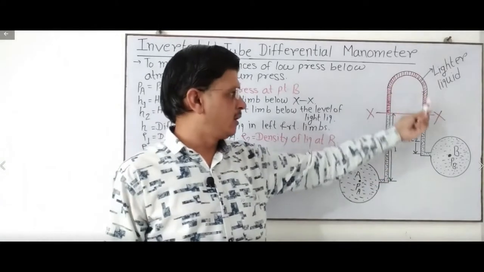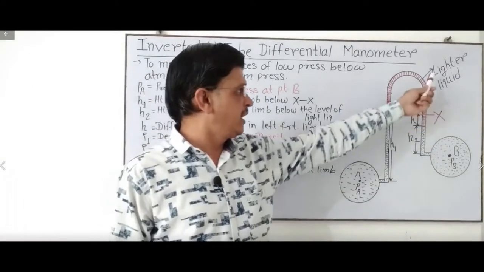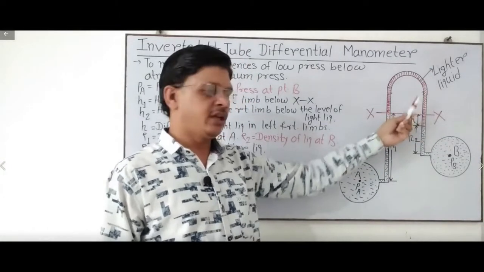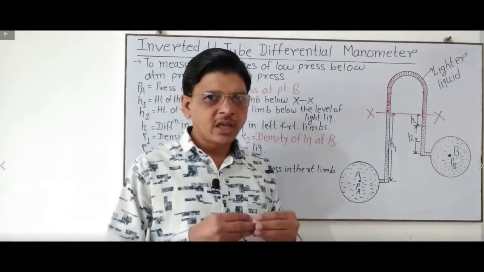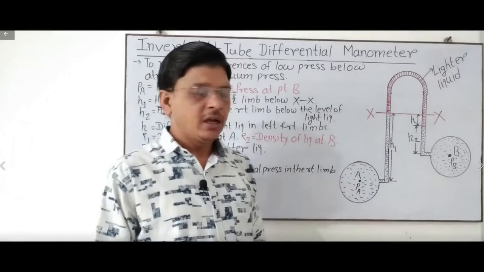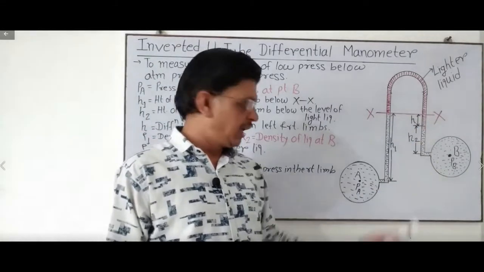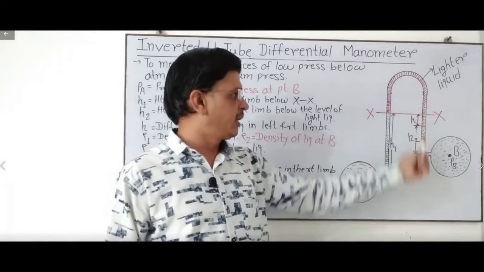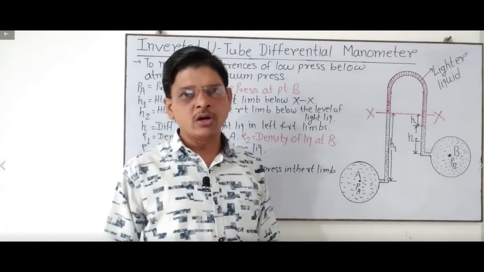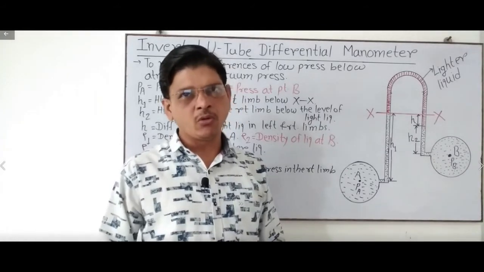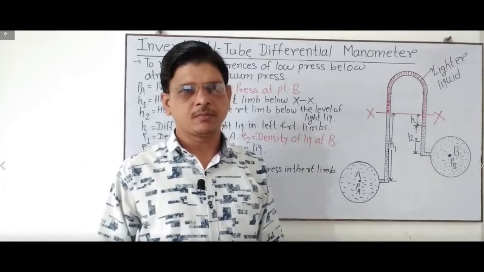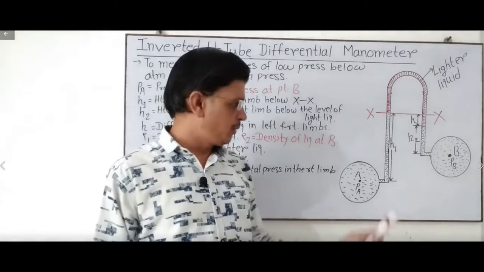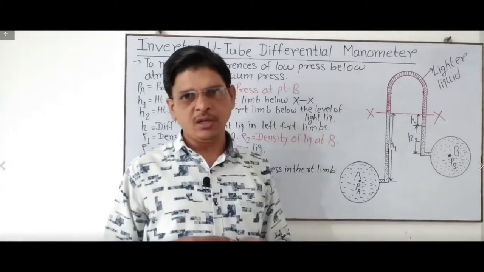It consists of an inverted tube containing a light liquid, that is, the manometric fluid is a light liquid here. Generally it is a heavy liquid, but here it is lighter than the liquids flowing in these two pipes. Why do we have to choose the lighter liquid here? In order to find out the vacuum pressure, we have to go for the lighter liquid. The two ends of the tube are connected to the points whose pressure difference is to be measured.